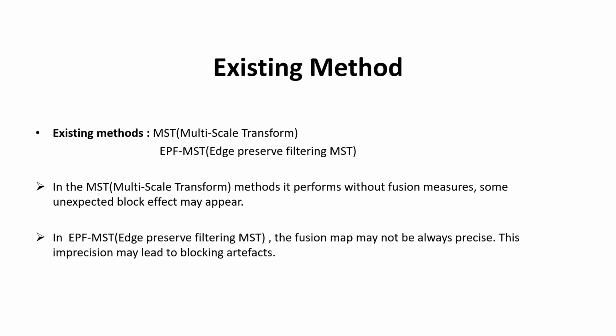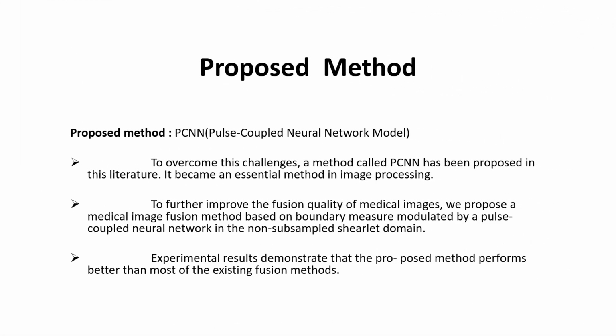So next, coming to the proposed method. Our proposed method is PCNN. What is PCNN? PCNN is the pulse coupled neural network model. It is a biological neural network. It was developed by Eckhorn et al. in the year 1990. By using this PCNN model, we can improve the quality of the image.